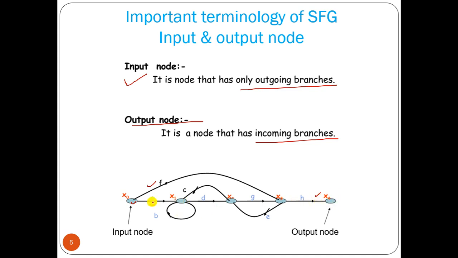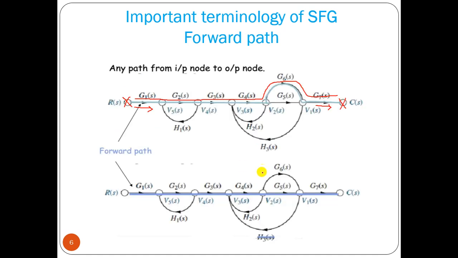Now in this node we have incoming and outgoing branch. In this node also we have incoming and outgoing branch, okay. Those are not input and output node. So we can identify input node and output node.